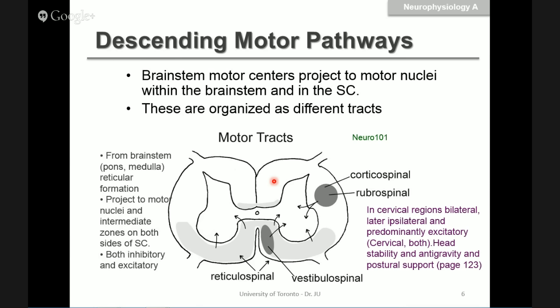What other ascending tract do you remember? So sending information up along the spinal cord up into the brain from the periphery. Should I be worried about tomorrow? A little bit? No? Hopefully not too much.